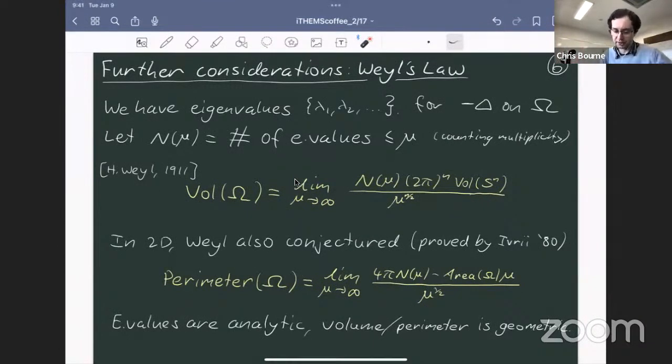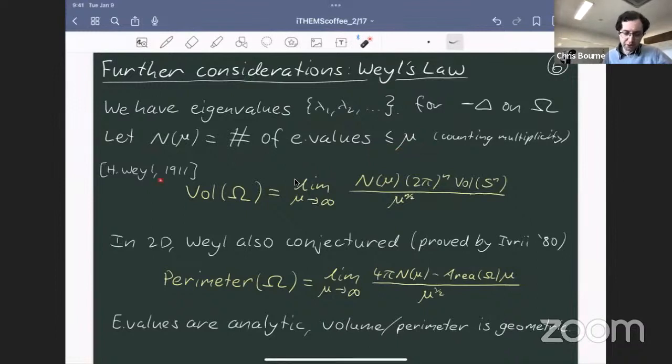And one very classical example is what's called Weil's law. There were lots of different Weils and they proved lots of different things. This was Hermann Weil. So we're just going to go back to our original problem. We have our Laplacian on our domain, and let's assume we know that there are eigenvalues. So we can consider this function, N of mu, which is going to be the number of eigenvalues, where you count the multiplicity, which are smaller than or equal to mu.